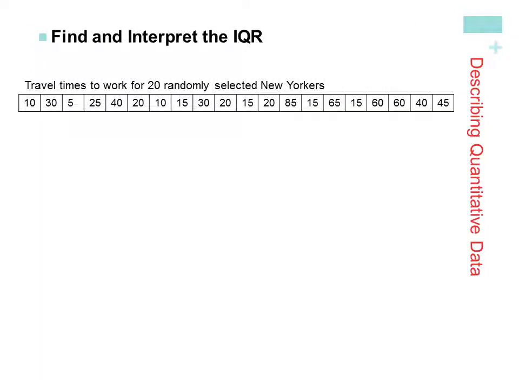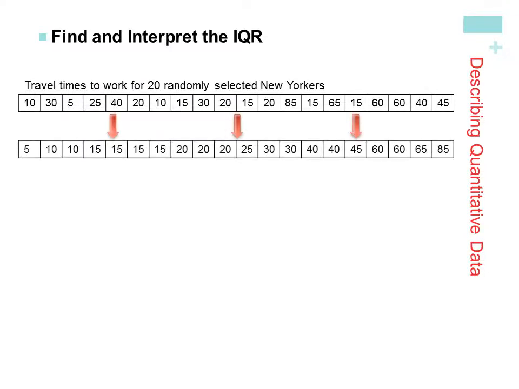Okay, so let's find and interpret the IQR. Interpreting is very important to understand what that means. Interpret always means you have to put it in context and be able to give this piece of paper to somebody walking down the street, and they'll read it and understand what you're talking about. So here are the travel times for our 20 randomly selected New Yorkers. What we did first was find the median. First we put them in order from lowest to highest. Our median was right here, the middle between 20 and 25.